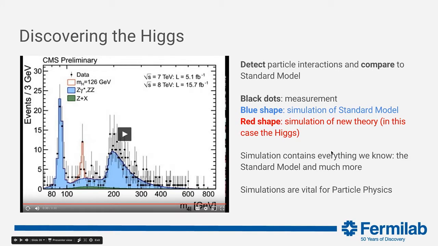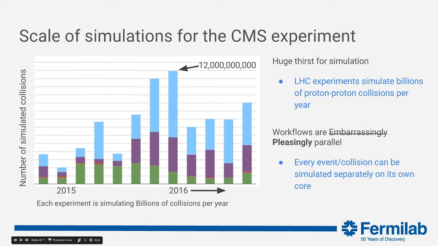So these simulations are critical to particle physics, and we're statistics driven. We need a lot of them. We need a huge amount of data. Oh, I have to move this back over. Yeah. Okay, so the scale of simulations we need, we're simulating on the order of billions and billions. I sound like Carl Sagan. We're simulating a lot of collisions per year that these experiments at the Large Hadron Collider need.